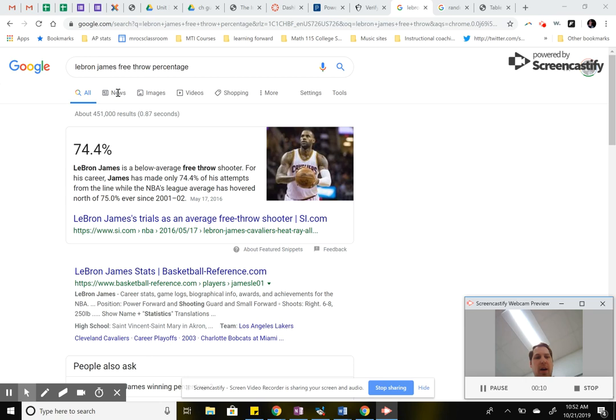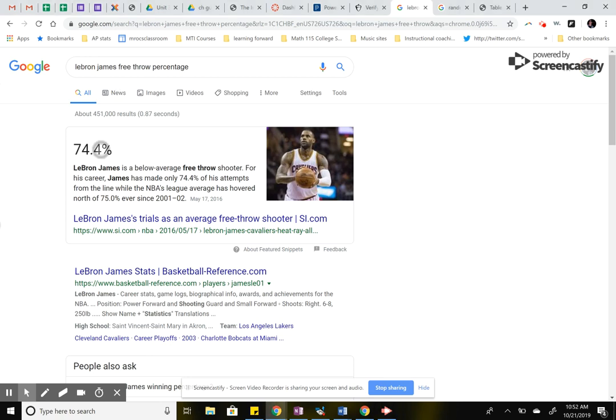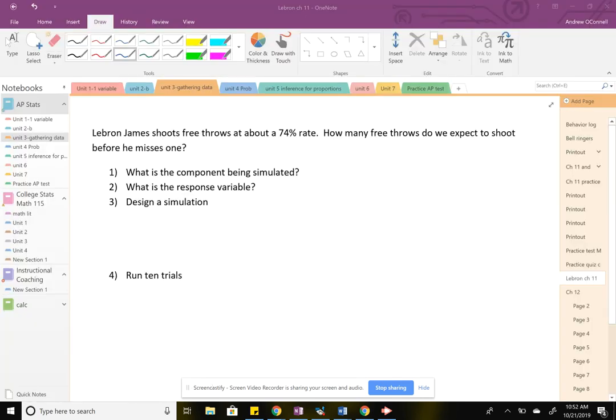So I pulled up some information on King James over here for the problem, and we run simulations when we try to get an idea of a bigger question that we have data for. So this question was, LeBron James shoots free throws at about a 74% rate. How many free throws do we expect him to shoot before he misses one?